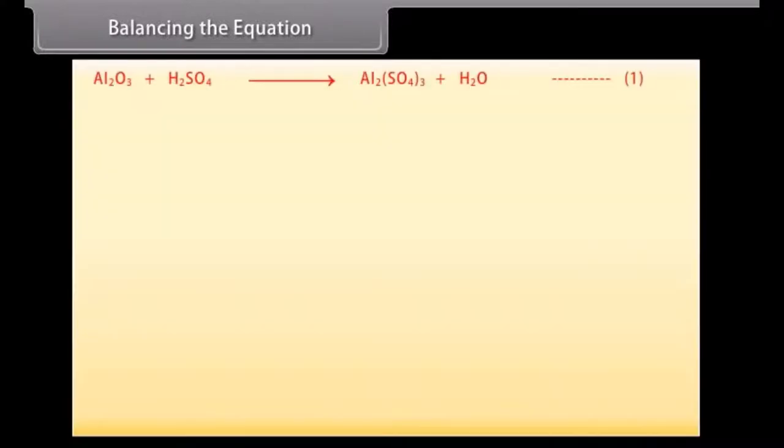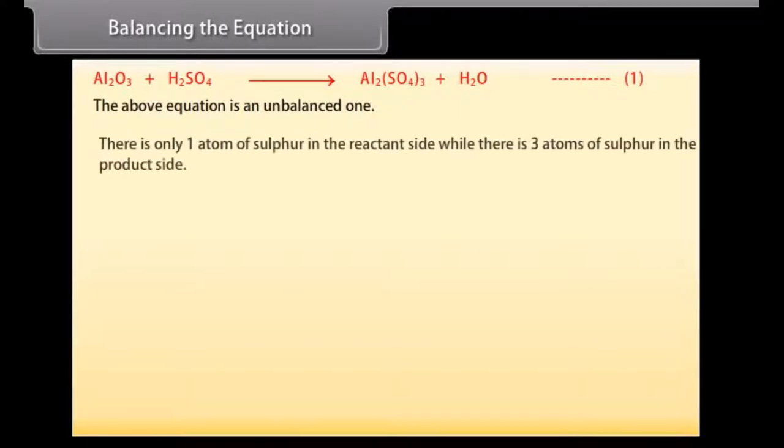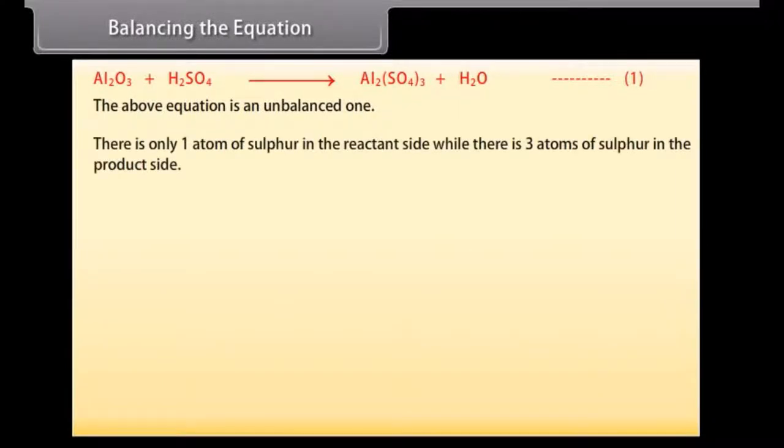Balancing the equation. Al2O3 plus H2SO4 gives Al2(SO4)3 plus H2O, equation 1. The above equation is an unbalanced one. There is only one atom of sulfur on the reactant side, while there are three atoms of sulfur on the product side.